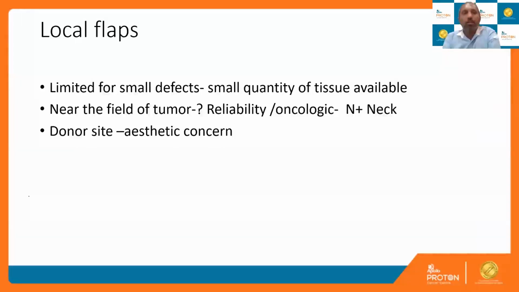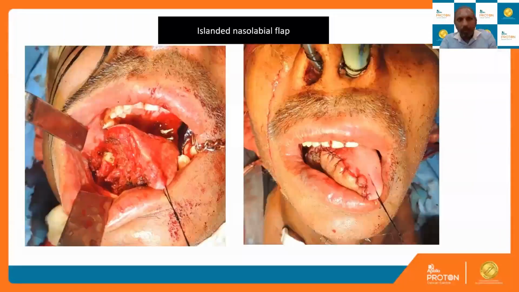And also donor site concerns, that is, aesthetic concerns. This is an example of a local flap, an islanded nasolabial flap, where a lateral tongue defect with marginal mandibulectomy is covered with a good outcome. You can see the mobile tip of the tongue would definitely function better. Otherwise, the other option would be to use a free flap or to rotate the tongue and suture it, which is not a good thing.